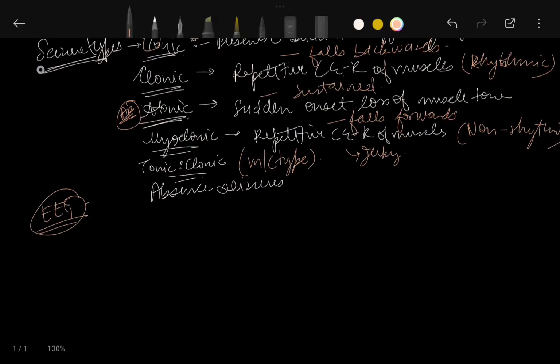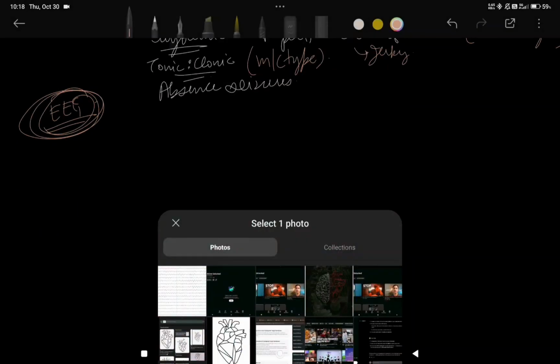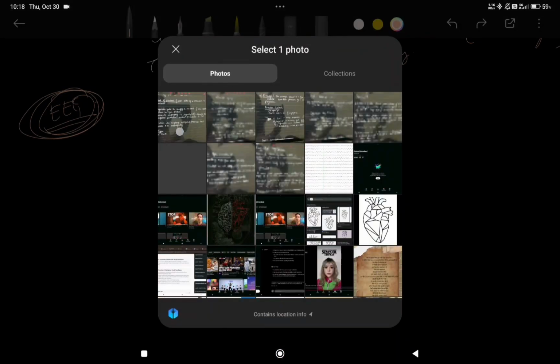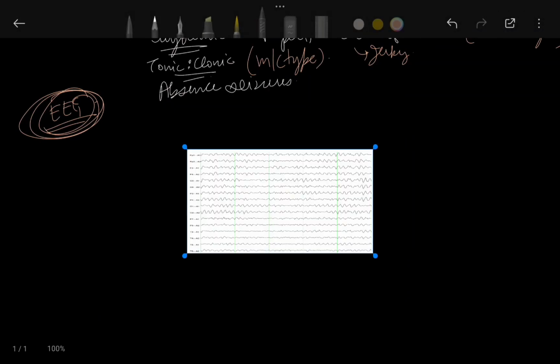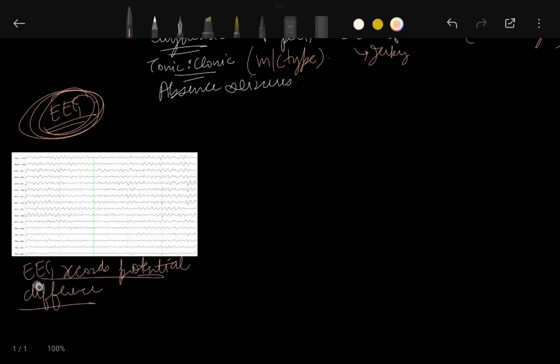In EEG, now coming to the part of EEG. Now what happens in EEG? Now we studied seizure types, and now we are going to study EEG in detail. In EEG, there is going to be something like this. Now first of all, this is the diagram of an EEG. It records the potential difference between two leads.